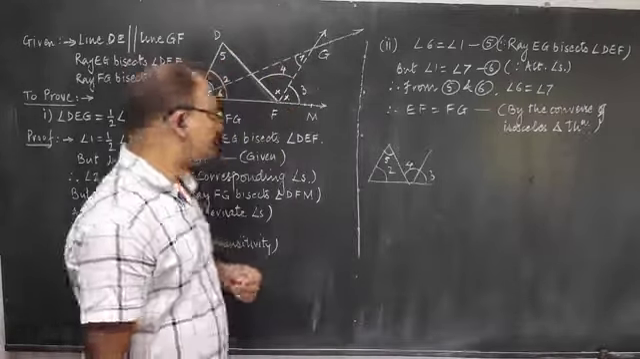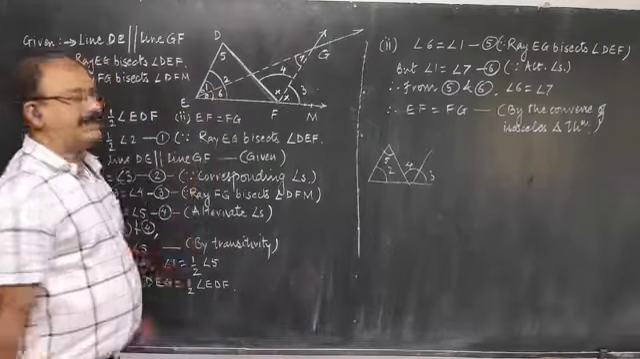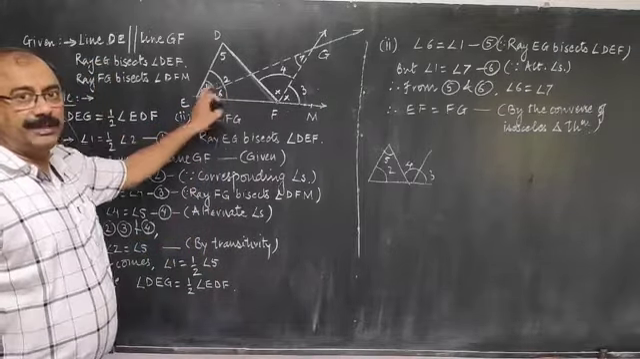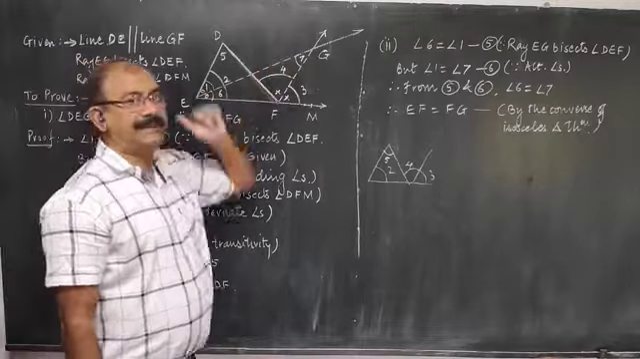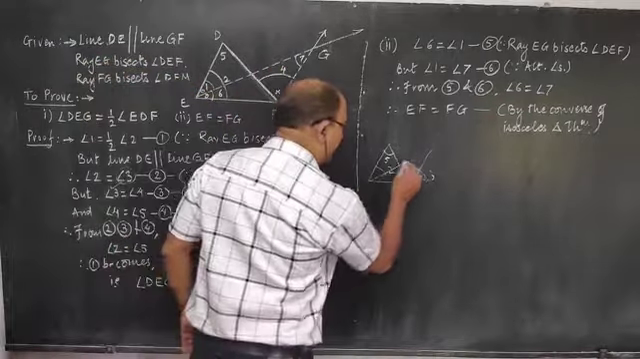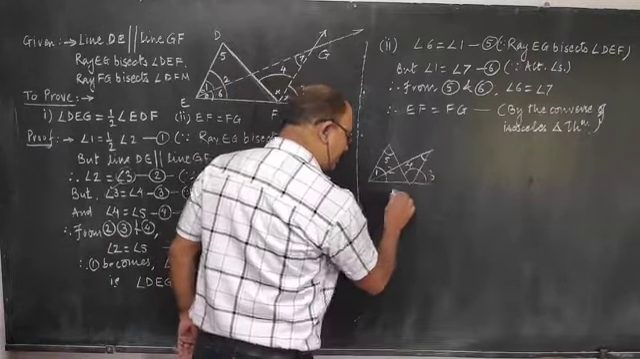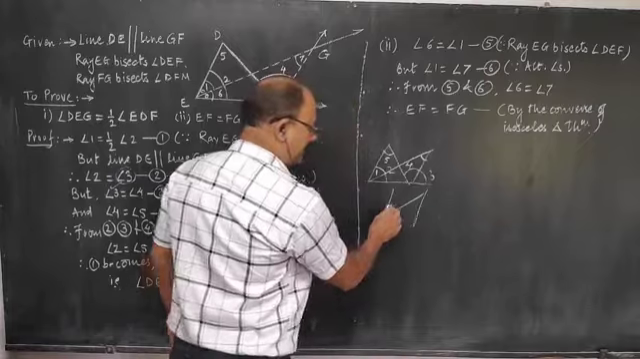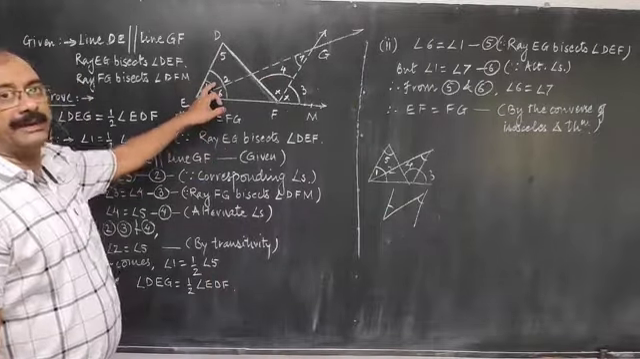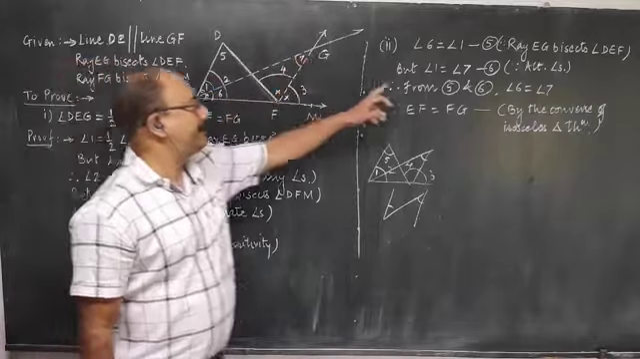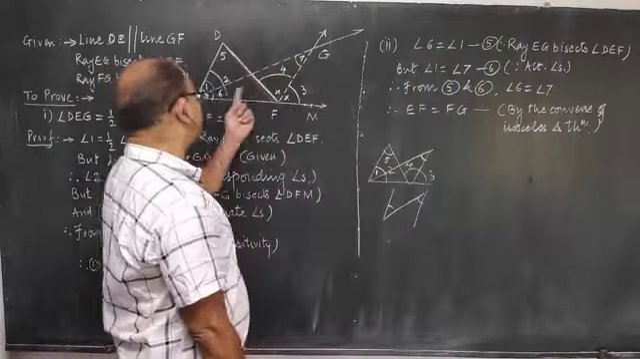Now, angle 6 is this smaller angle. Angle 6 is equal to angle 1 because this is the angle bisector. And angle 1 is equal to angle 7 because these two are alternate angles. So angle 6 is equal to angle 1 and angle 1 is equal to angle 7, that means 6 is equal to 7.